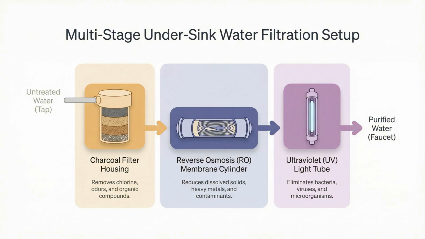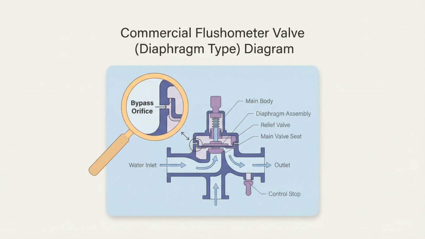Let's shift gears to commercial fixtures. Flushometer valves operate using pressure and chambers. The length of the flush cycle is determined by the size of the bypass orifice. If this small bypass opening gets blocked, or if the internal diaphragm ruptures, the valve won't be able to close, resulting in a toilet or urinal that flushes continuously.